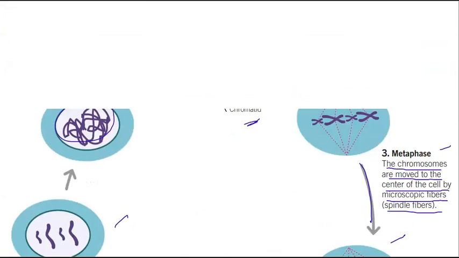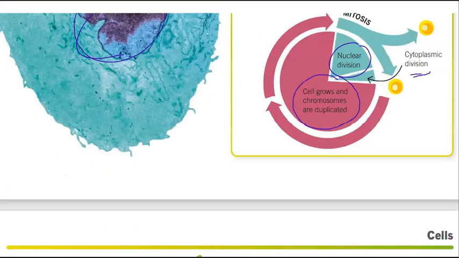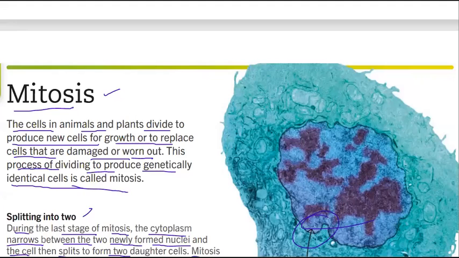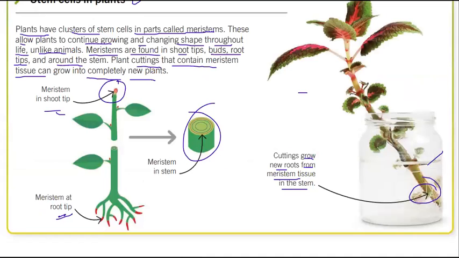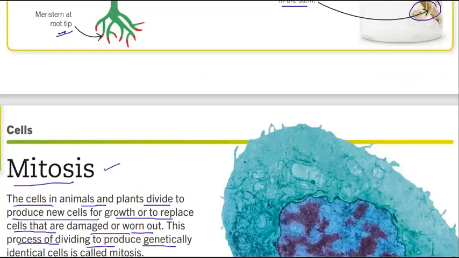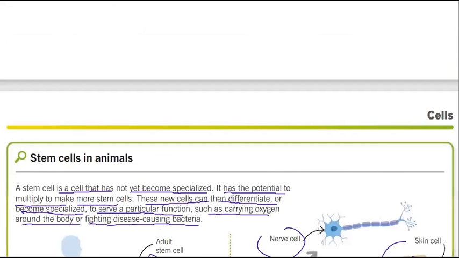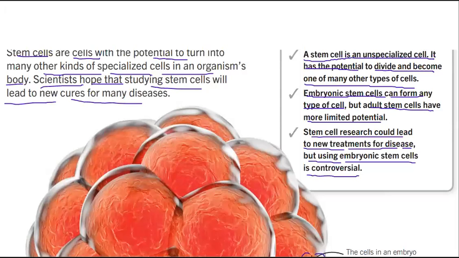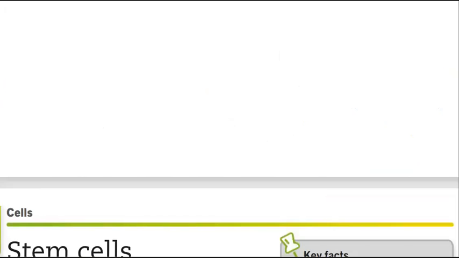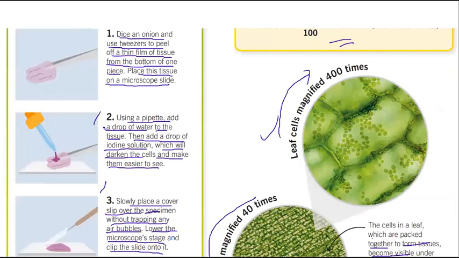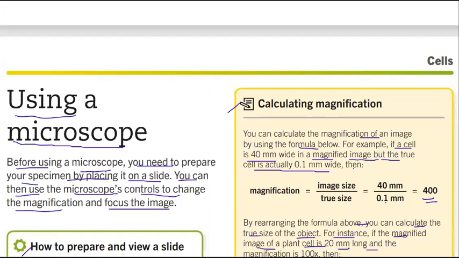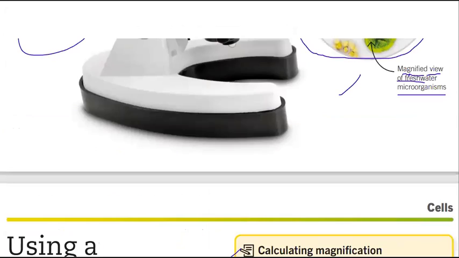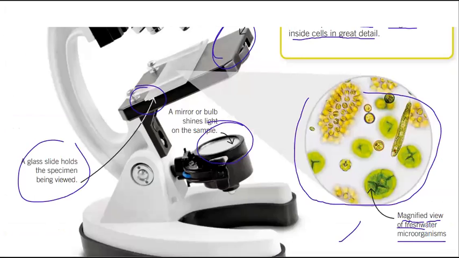What is meiosis and what is mitosis? Also we have studied different kinds of stem cells. What are stem cells, and animal cells, plant cells? Use of the microscope also we have studied to see these cells.